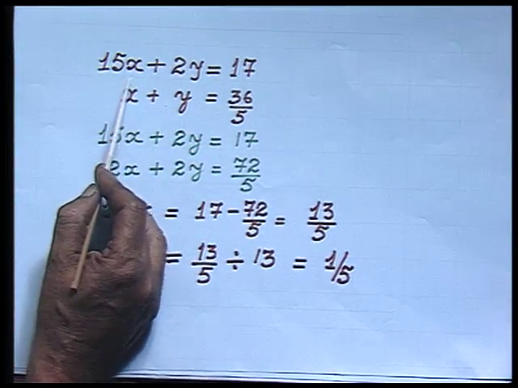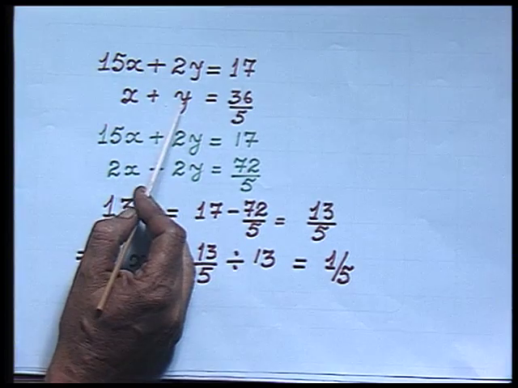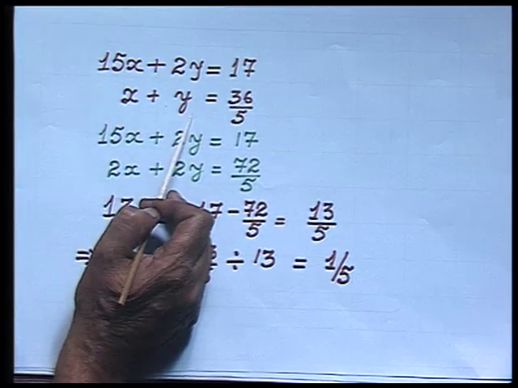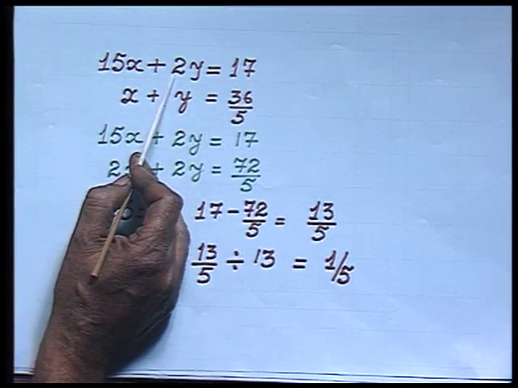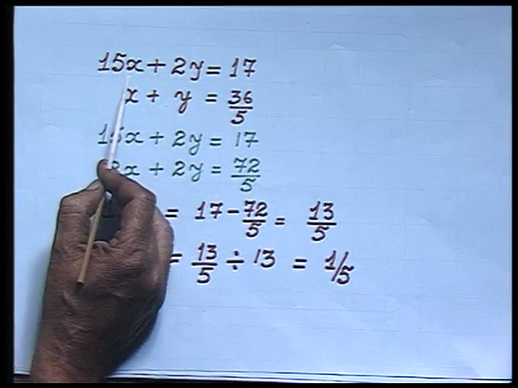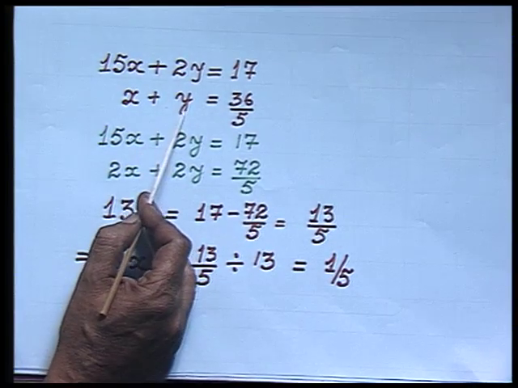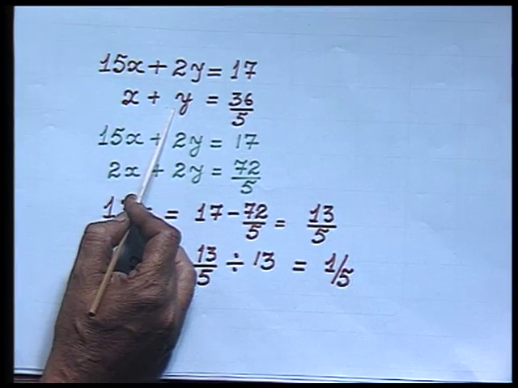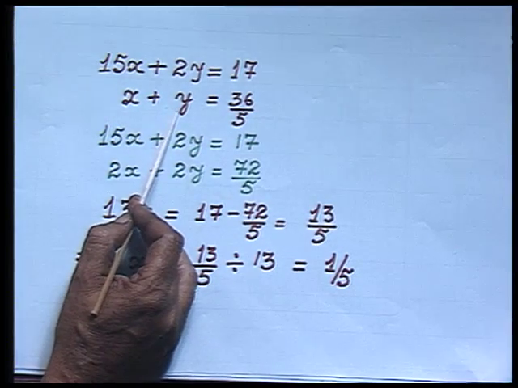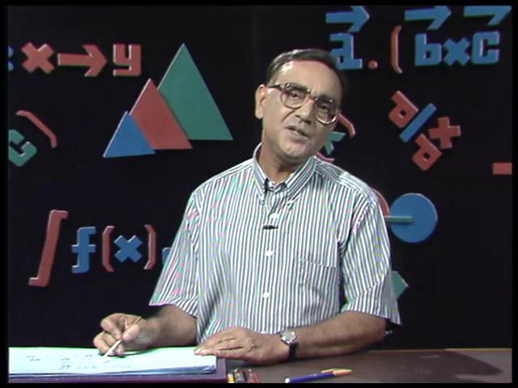Now I can eliminate x or y from these two equations. If I intend to eliminate y, I will have to make the coefficients of y the same for both the equations. Here in the first equation the coefficient of y is 2, whereas in the second equation the coefficient of y is 1. And you know that in an equation if we multiply it by a certain number, the equation does not change.